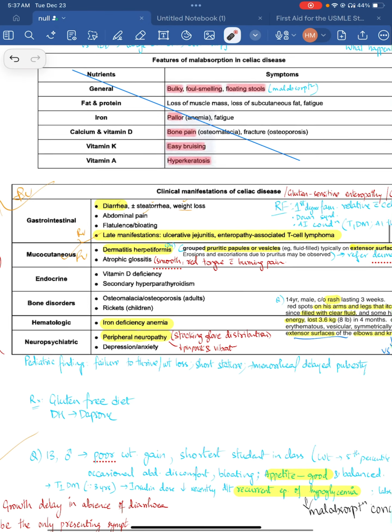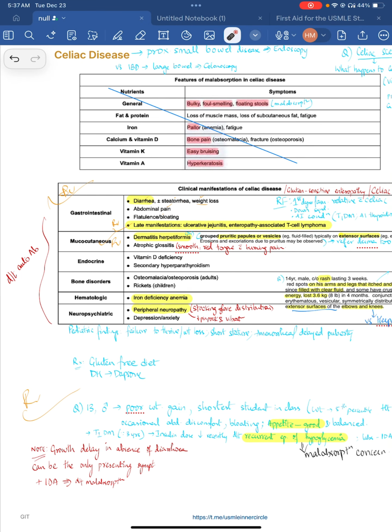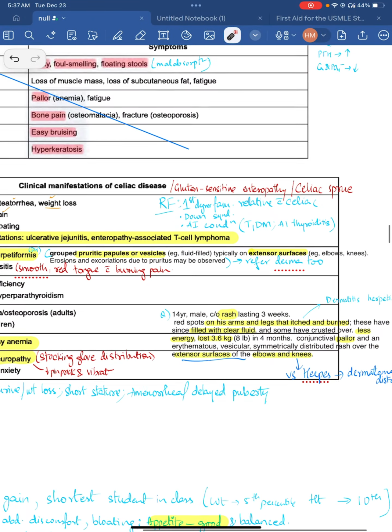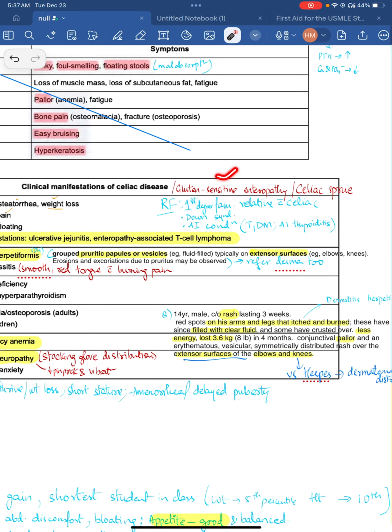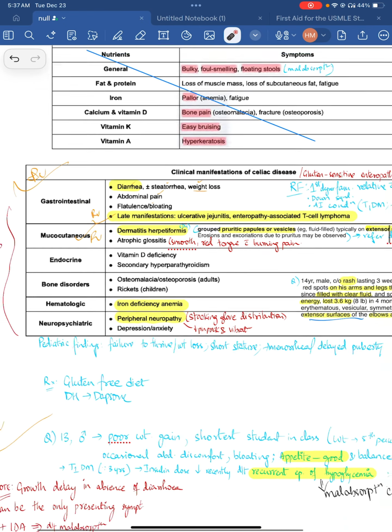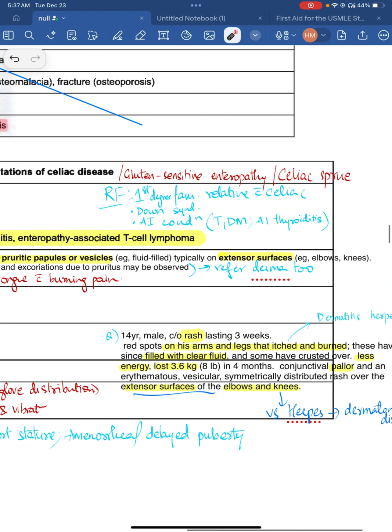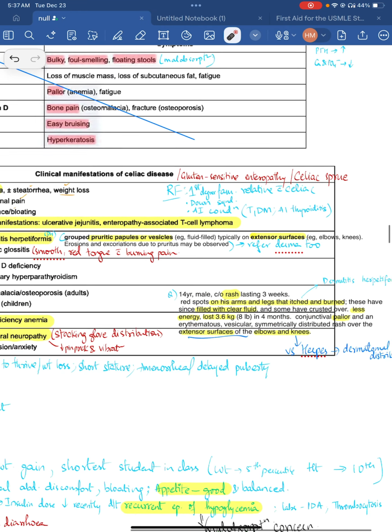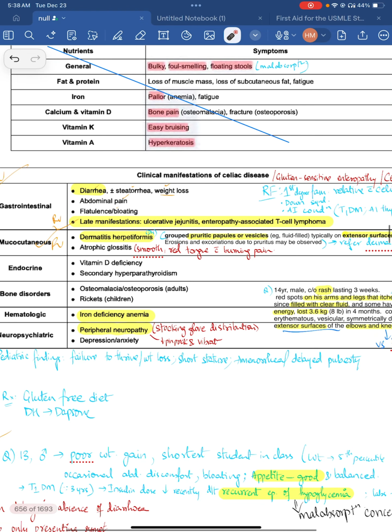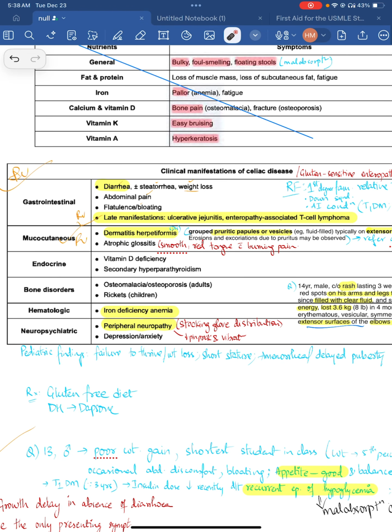Let's talk about the clinical manifestations of celiac disease. These manifestations are due to autoantibodies. We just discussed that the other names for celiac disease are gluten sensitive enteropathy and celiac sprue. What are the risk factors for celiac disease? Patient should have a first degree family relative with celiac disease, or Down syndrome, or an autoimmune condition like type 1 diabetes, autoimmune thyroiditis. If patient has any other autoimmune condition, that means he is at risk for celiac disease.